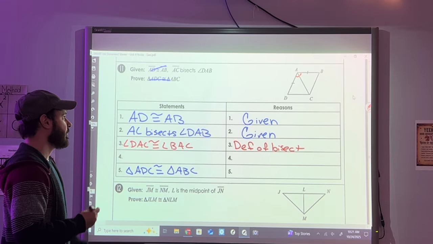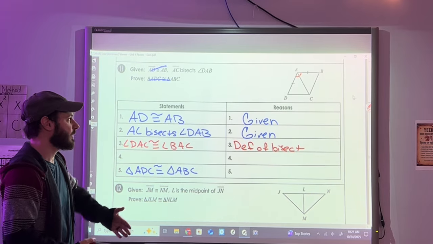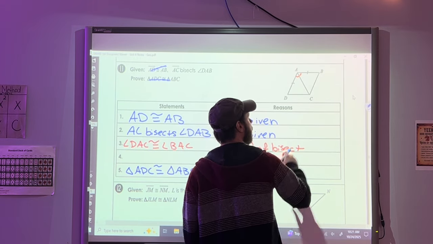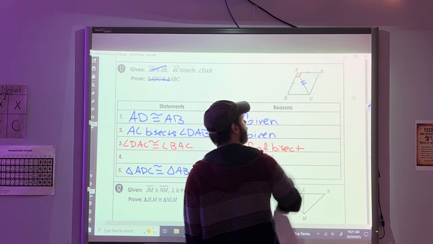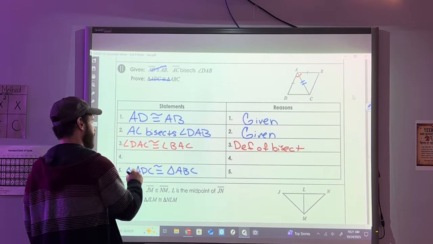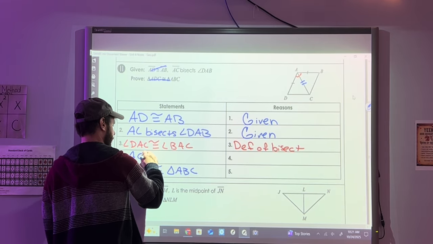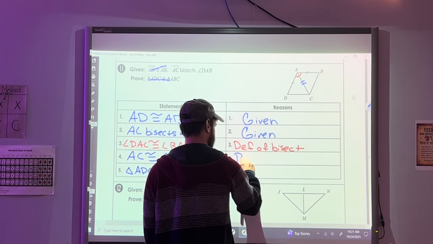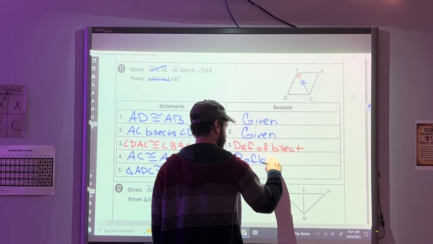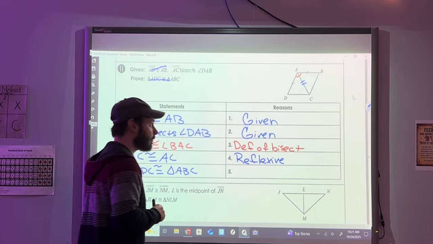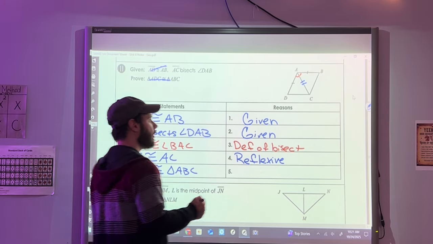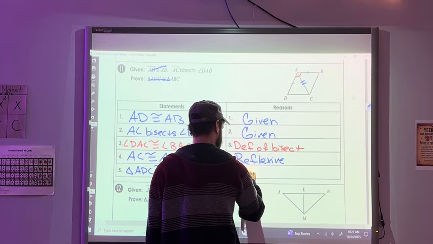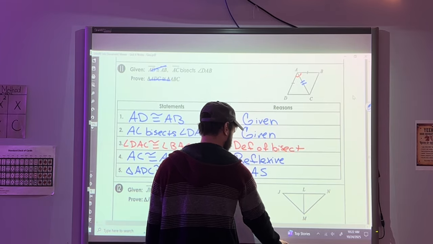Okay. Now I don't know anything about the side other than this one side it gave me. I can't prove anything else. But what I do know is that two triangles here share a side. So one of my statements is going to be that AC is congruent to itself, AC, and that's going to be the reflexive property. So now I have two sides, side 1, side 2, with an angle in the middle, SAS.